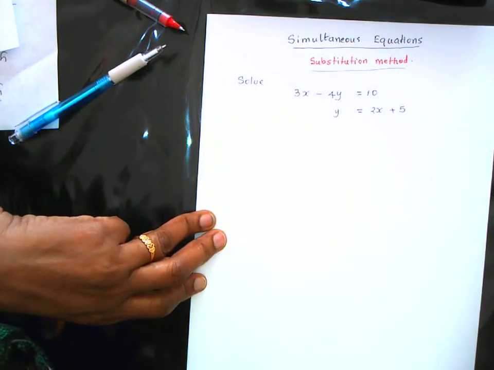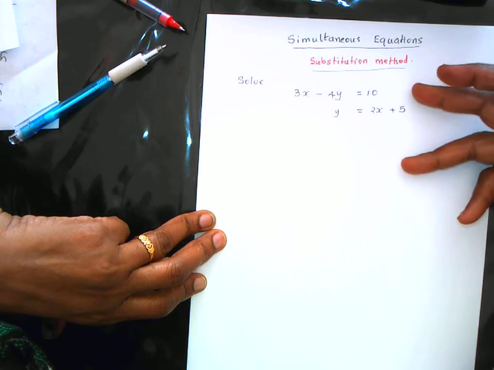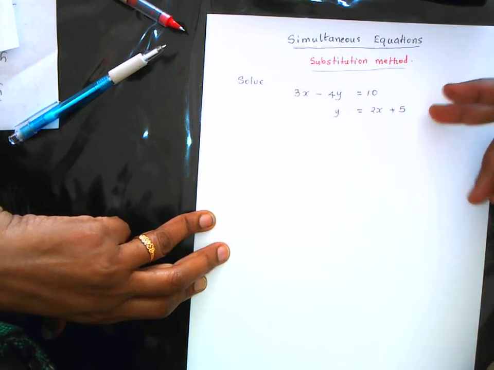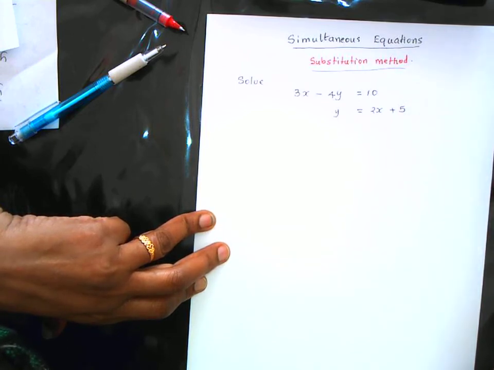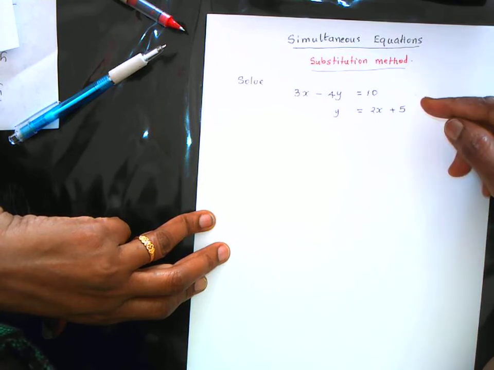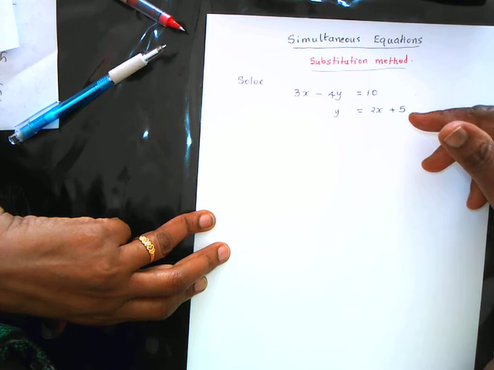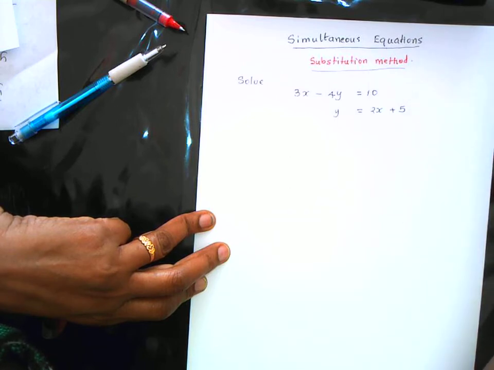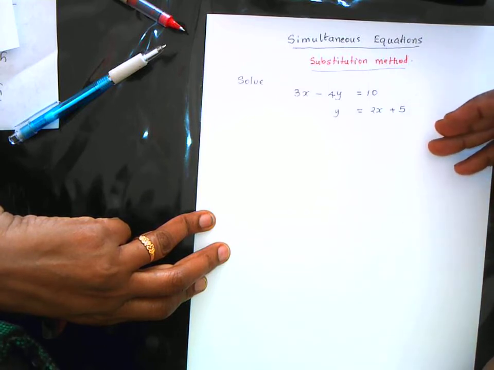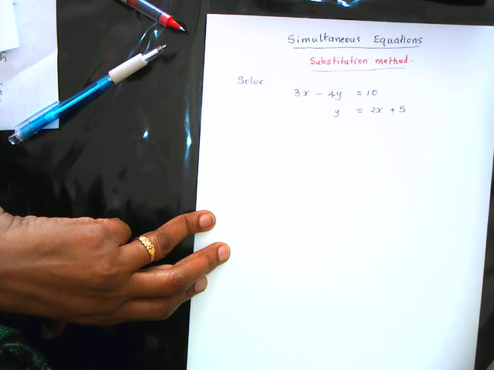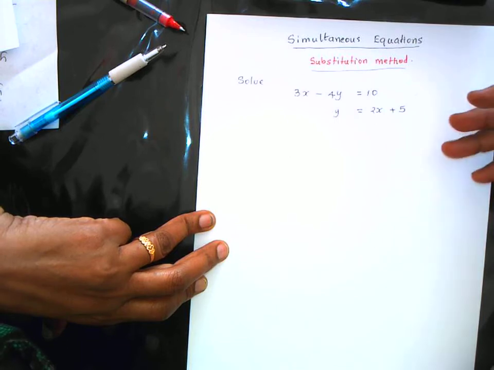Okay, there are two equations with two unknowns. We are supposed to find the values of x and y which make true for both the equations, and of course we are going to use the substitution method. That gives you an idea. We have to substitute one into another.